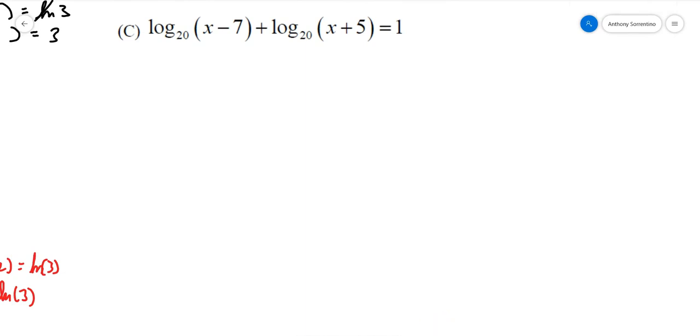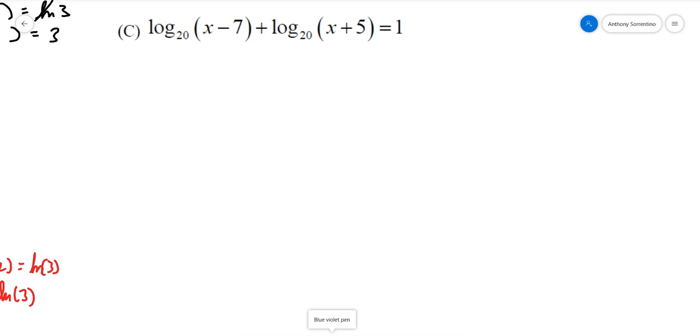A little bit more problematic. I don't have any logarithmic statement on the right-hand side. So I just can't drop out logarithms in any sort of way with this problem the way it is. I have stuff with logarithms on one side equaling a number.